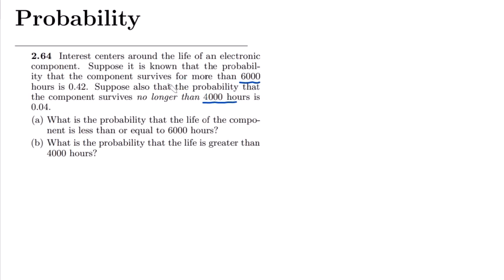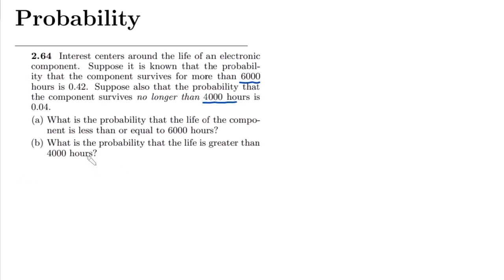So on the basis of these conditions, we have two parts of this question. Part A: what is the probability that the life of the component is less than or equal to 6,000 hours? And B: what is the probability that the life is greater than 4,000 hours?